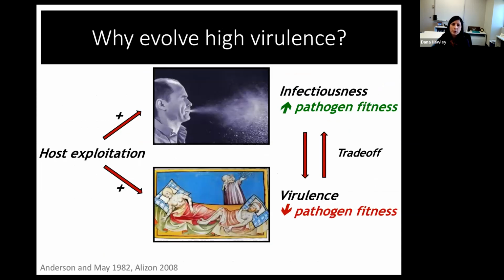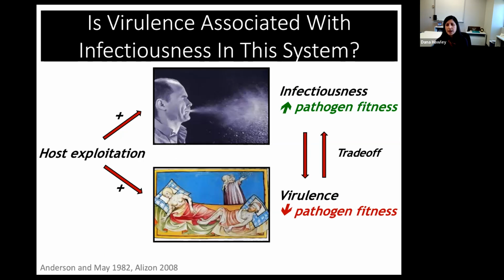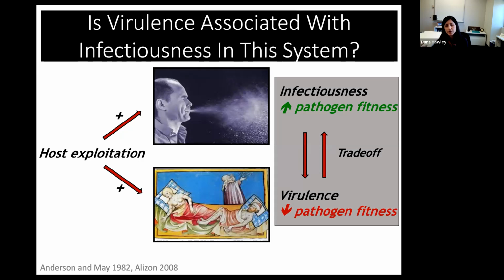And to do that, I want to go back to this trade-off framework. The first question we wanted to ask was simply whether our system essentially fits the assumptions of this trade-off framework. So we asked the simple question of whether we could find correlations between a proxy of infectiousness and a proxy of virulence in this system.